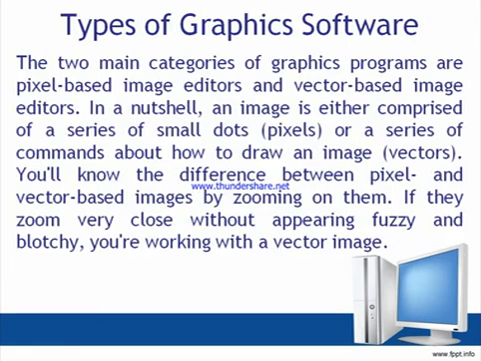Types of graphic software. The two main categories of graphic programs are pixel-based image editors and vector-based image editors. In a nutshell, an image is either comprised of a series of small dots, pixels, or a series of commands about how to draw an image, vectors. You'll know the difference between pixel and vector-based images by zooming in on them. If they zoom very close without appearing fuzzy and blotchy, you are working with a vector image.